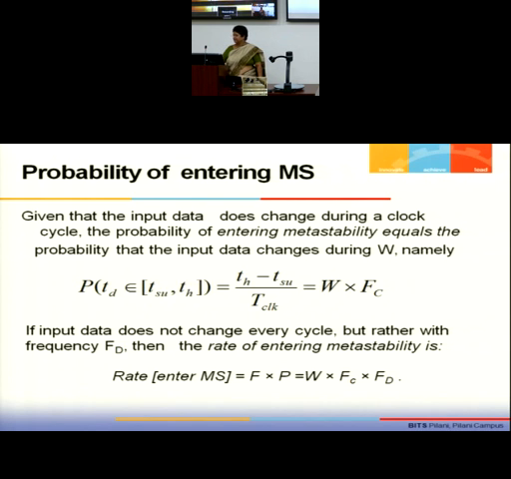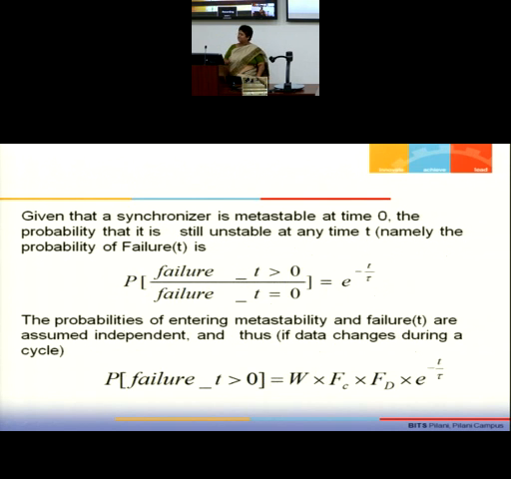So here you have the total. The rate at which it will enter into metastability is found by multiplying this expression by the data frequency. How frequently can it move into metastability? That depends on the data frequency, how frequently data is coming. So it is simply W into FC into FD.